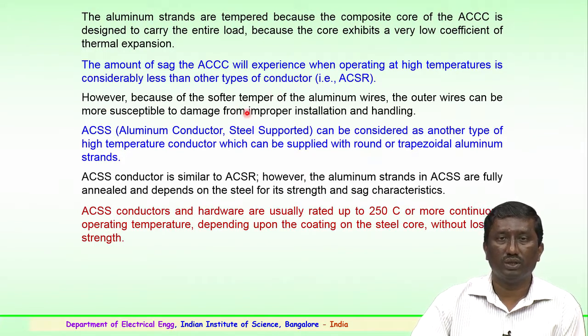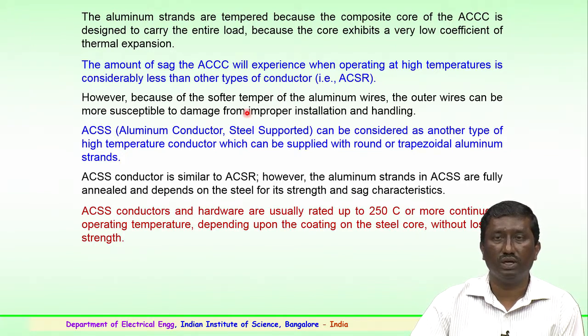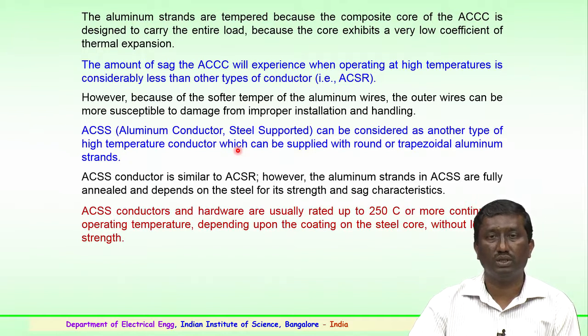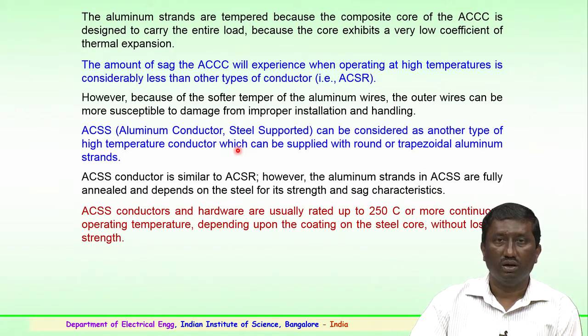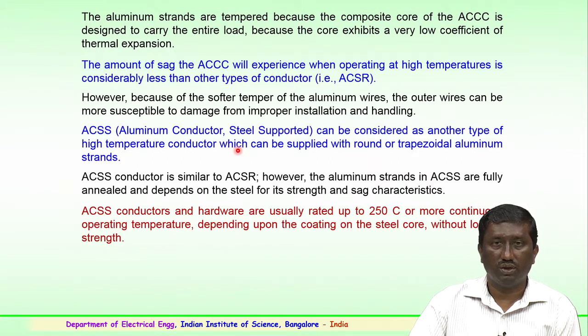However, because of the softer temper of the aluminum wires, the outer wires can be more susceptible to damage from improper installation and handling. So, care has to be taken to see that the outer wires are carefully considered while handling the ACCC type of high temperature conductors.